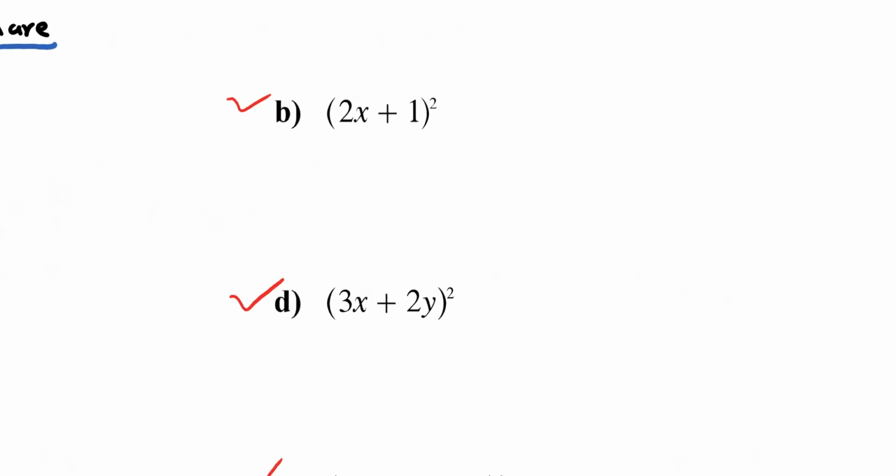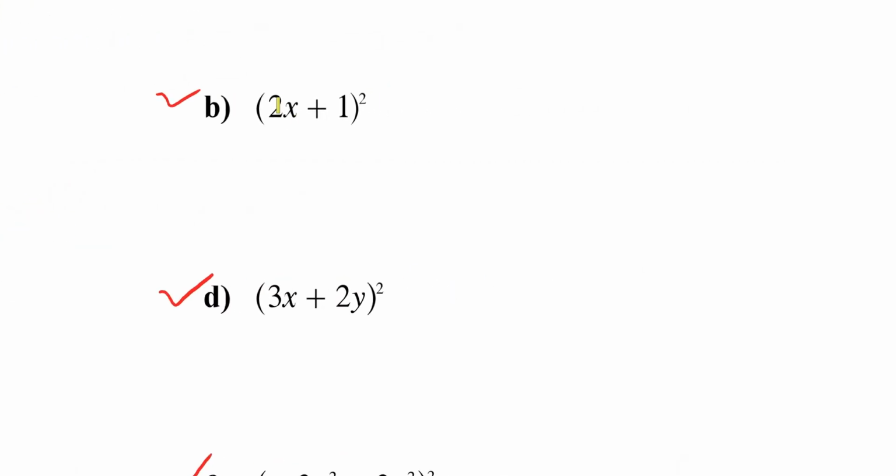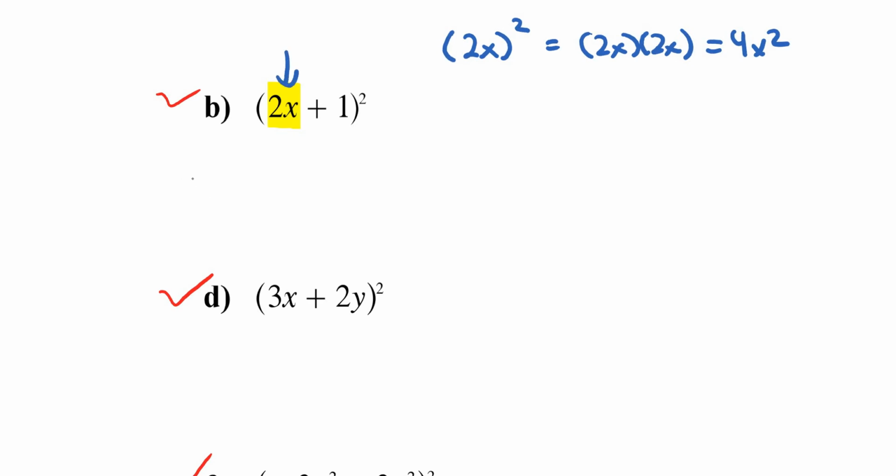Okay, let's go ahead and apply the square double square technique to the next problem here. So if I square the first term, that's 2x, and you square it. So that's going to be 2x times 2x, which is going to be 4x squared. So if I square this first term, that's going to be 4x squared.